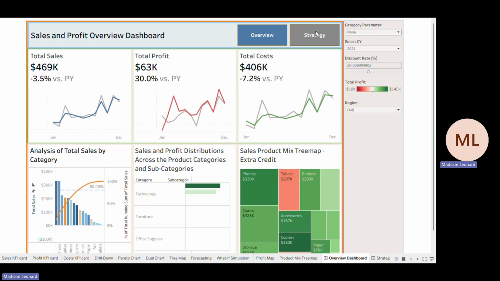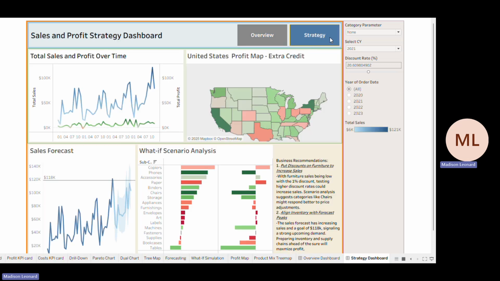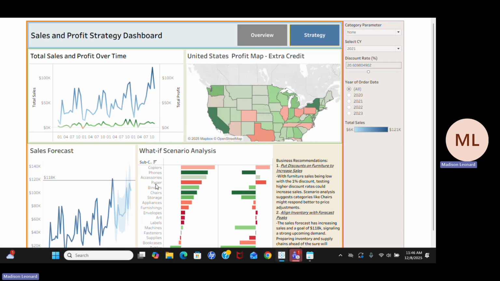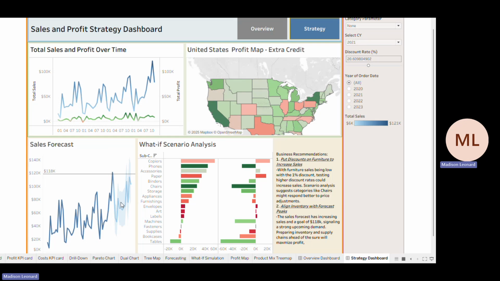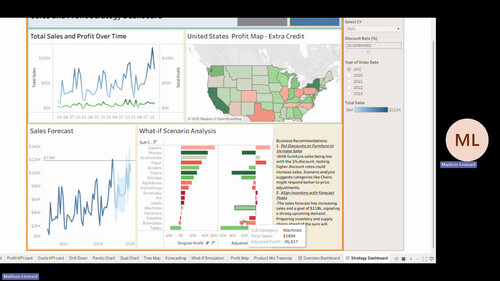Now I'm gonna go into our strategy one. And you can do that just by clicking this button over here. And this shows what we should do and what we should look into to really maximize our profit and increase sales. Kind of just look at these, see what we need to meet, and then also how we're going to meet that by adding discounts or prioritizing states, seeing what we should do.